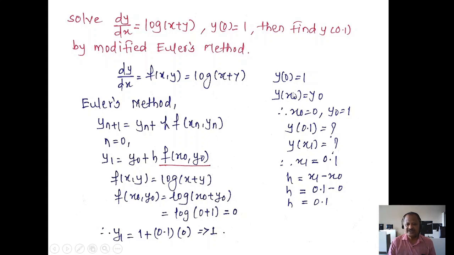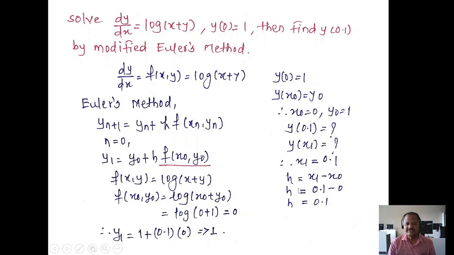So, compare both the equations. From this you can find the value of x0. So, x0 is equal to 0 and y0 is equal to 1. Now, we have to find y of 0.1. I can write y of x1, this we have to find, the value of y at x1. So, x1 is given as 0.1.